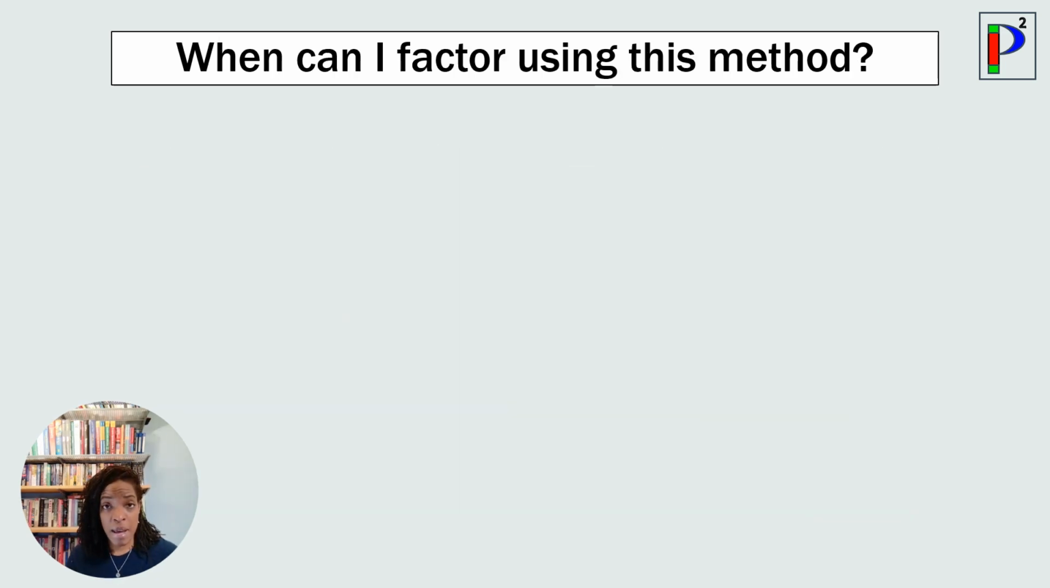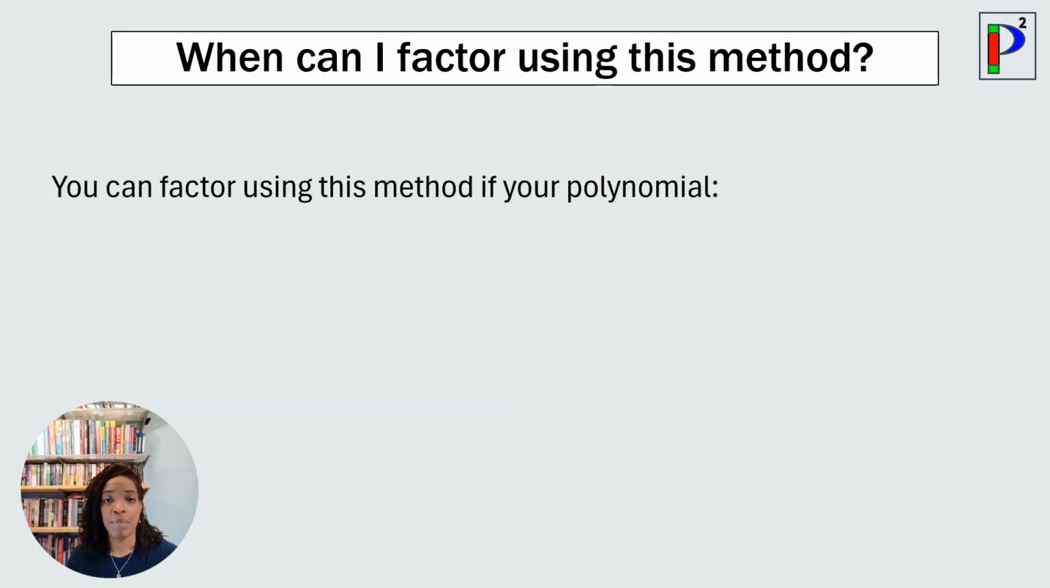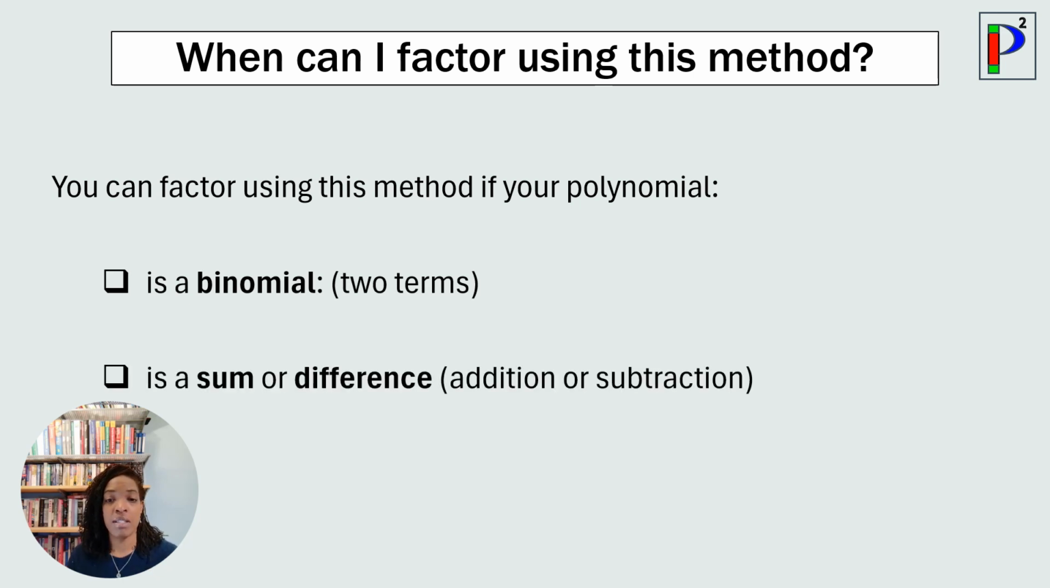Okay, to use this method, we have three basic requirements. It must be a binomial, two terms. It must be a sum or a difference, addition or subtraction, and you need to be able to write your expression as the sum of two cubes or the difference of two cubes.